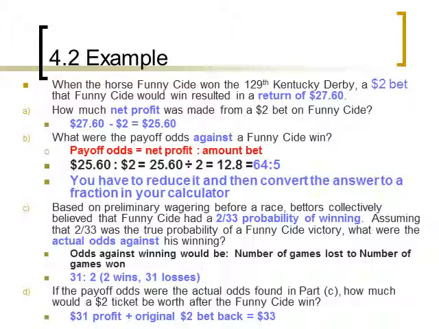If the payoff odds were the actual odds found in Part C, 31 to 2, how much would a $2 ticket be worth after the Funnyside win? Well, the actual odds in Part C, we came up with 31 to 2, so that would be $31 profit plus the original $2 bet back, or $33 total.